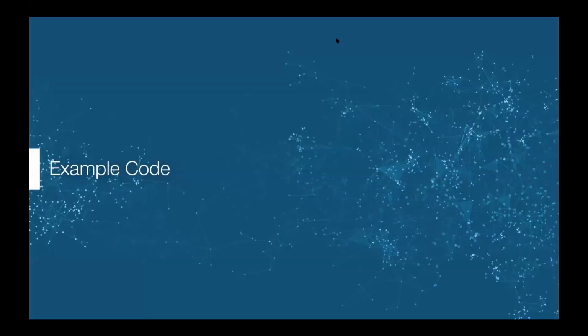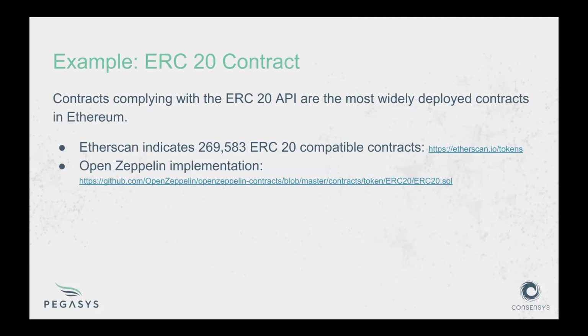Okay, example code. So to try and make all of the talk that we're going to go through a bit more tangible, we're going to have an example contract. And so the ERC20 contract, the contract that is used for ERC20 tokens, is really just an API. And so any contract that complies with the API is an ERC20 contract of some sort.